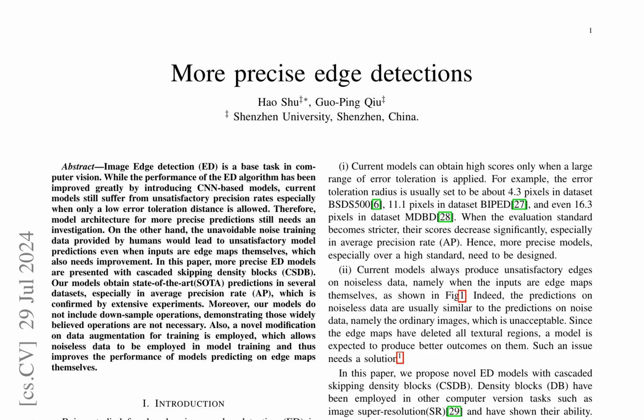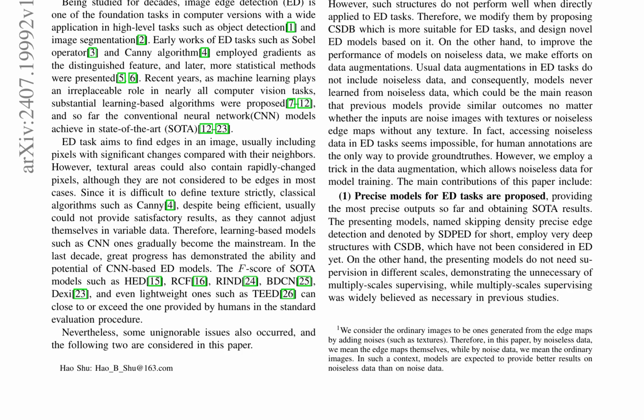To address these issues, this paper proposes novel ED models with cascaded skipping density blocks, CSDB, and a novel modification on data augmentation for training. The proposed models, named Skipping Density Precise Edge Detection, SDPED, employ very deep structures with CSDB, which have not been considered in ED tasks yet. Unlike previous models, SDPED does not require supervision in different scales, demonstrating the unnecessity of multiple-scale supervising. The models obtain state-of-the-art, SOTA, predictions in several datasets, especially in average precision rate, AP.